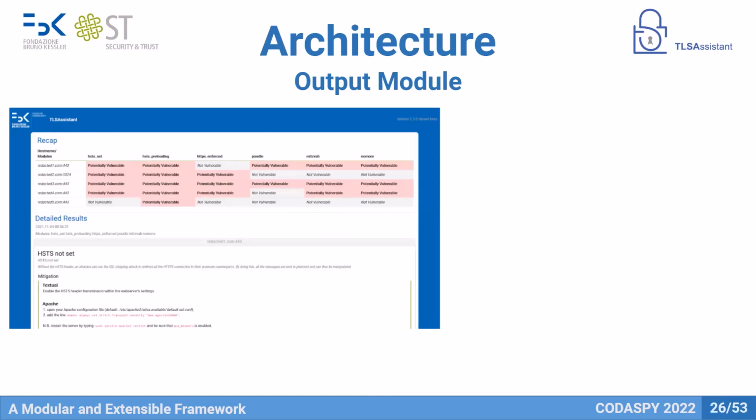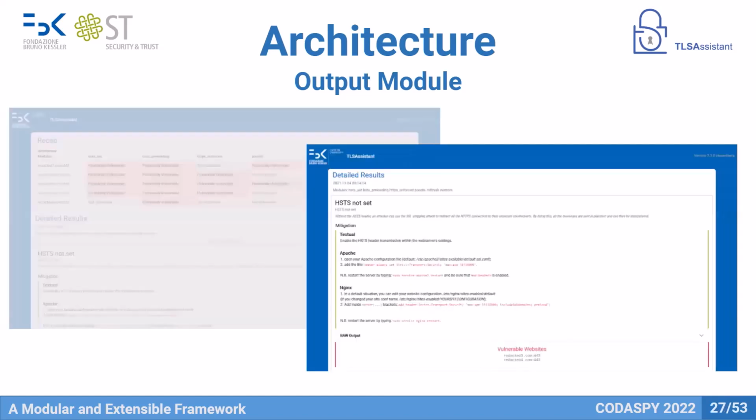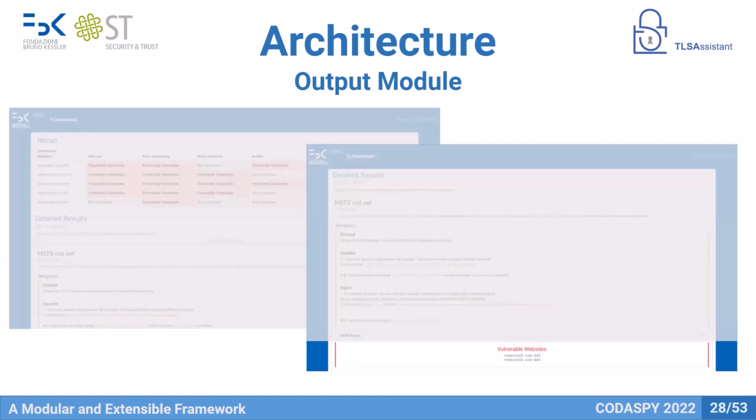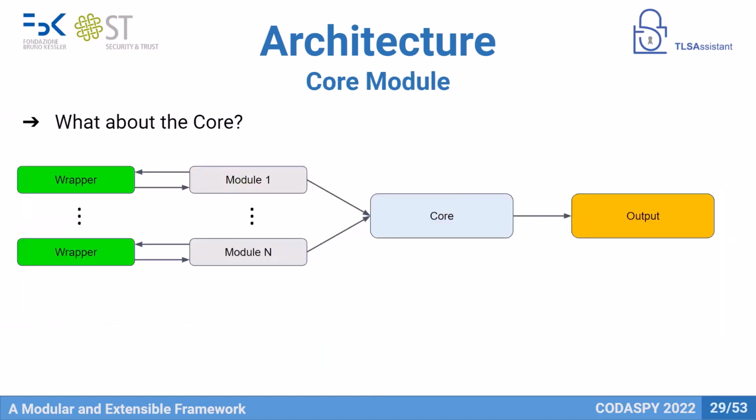To solve the problem of the repetition, we can group by host. So we have a report for a single host, or we can also group by module, with a part of the vulnerable websites for one single module.